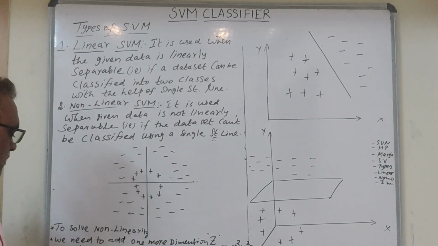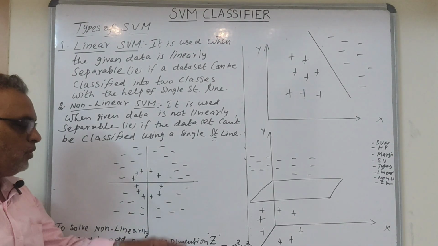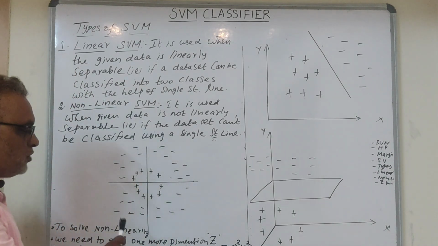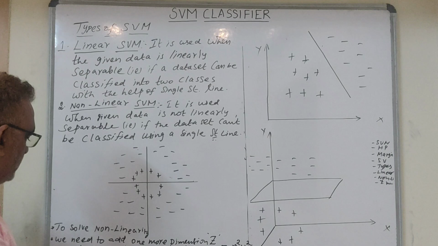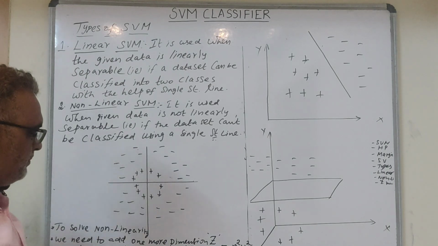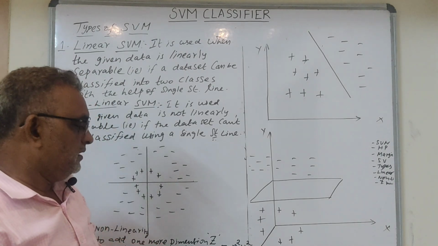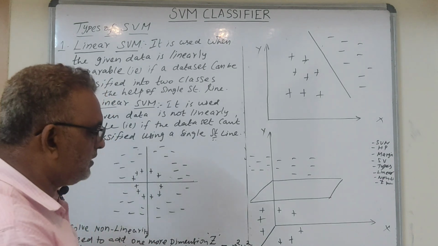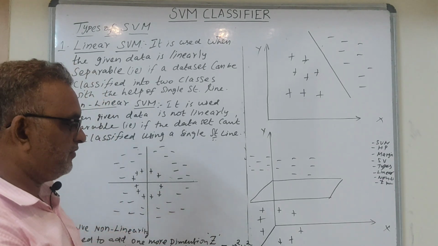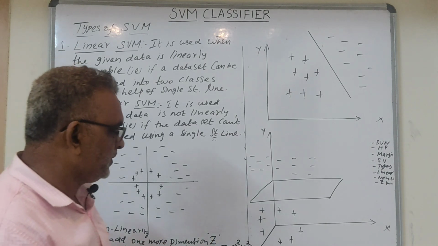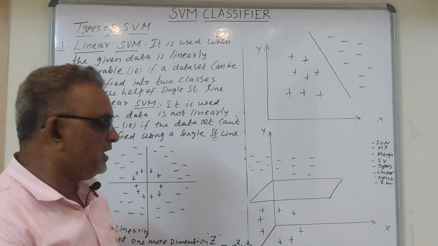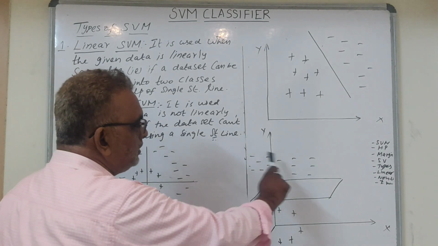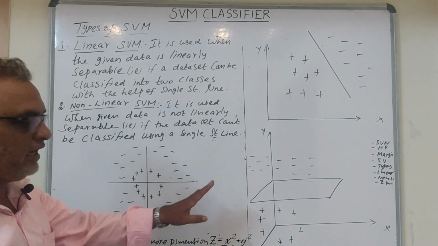To solve this problem, we need to add one more dimension. We have this x-axis and the y-axis. So add one more axis, one more dimension, that is z. z can be calculated with the help of kernels. For example, z is equal to x square plus y square. There are different types of formulas available, different kernels available. Here we are applying this formula, z is equal to x square plus y square, on all the data points.